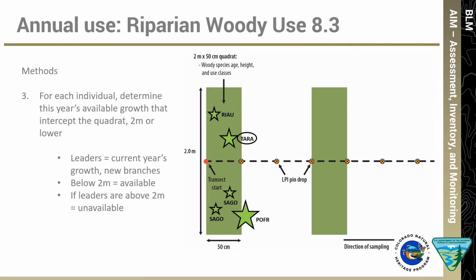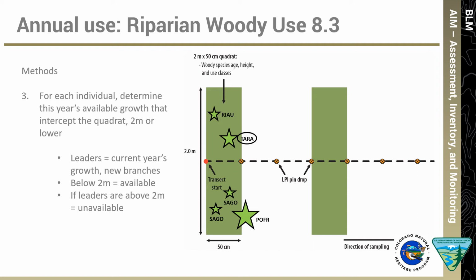Step 3 is, for each individual, determine the available current year's leaders that intercept the quadrat at a height of 2 meters or lower. So, for each individual, determine how much of the current year's leaders, or current year's growth, in other words, new branches, are available. Growth is available for grazing or browsing if it occurs below 2 meters, or 6.5 feet, in height, which is considered within reach of most browsing animals.